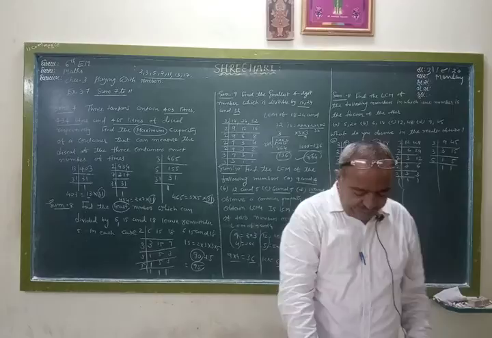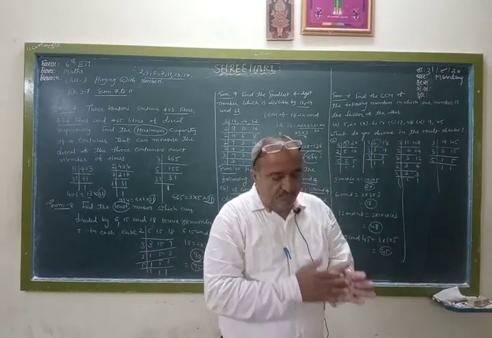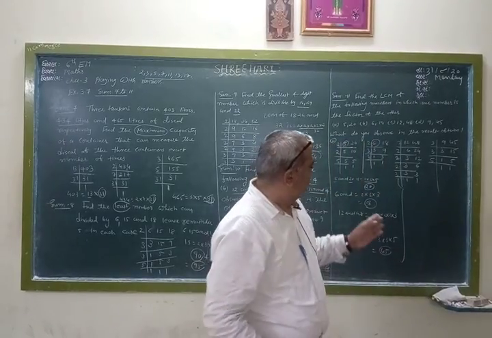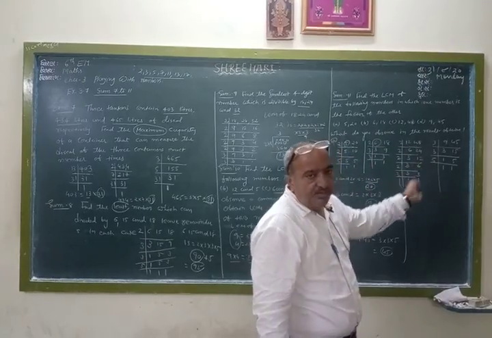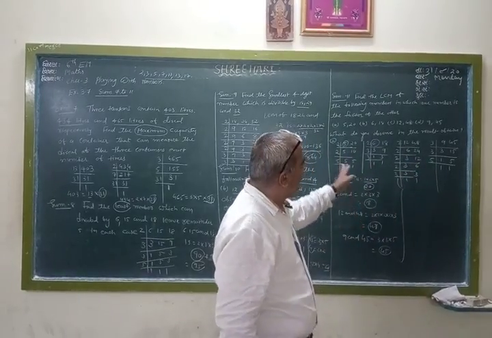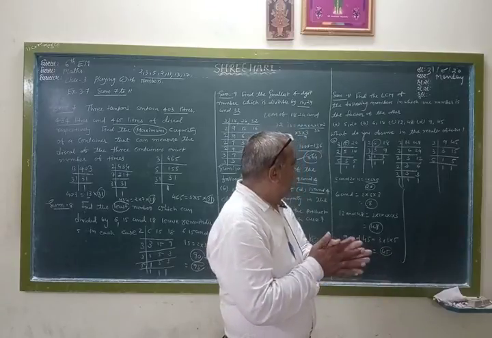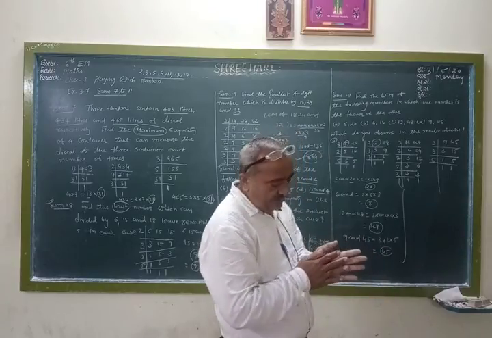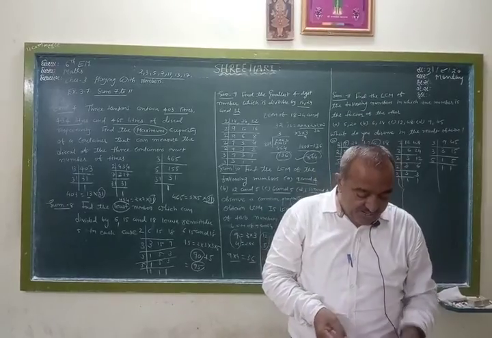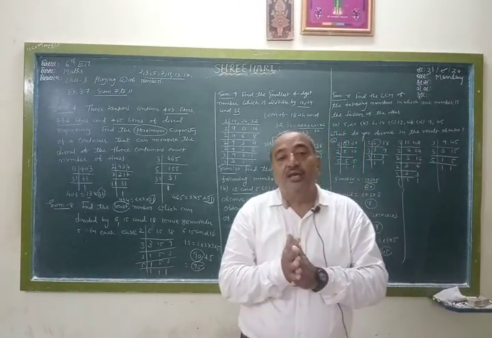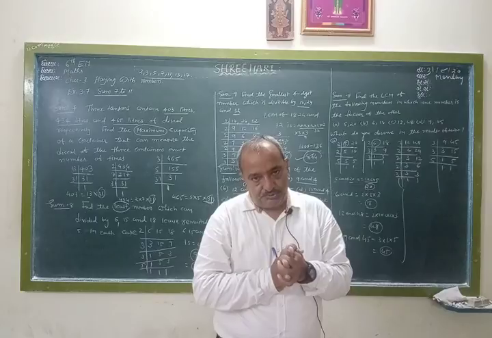So friends, what we observe? We observe LCM is the biggest number and the smaller number is a factor of the bigger number, otherwise the greatest number. So friends, here we completed exercise 3.7 and this whole chapter also.